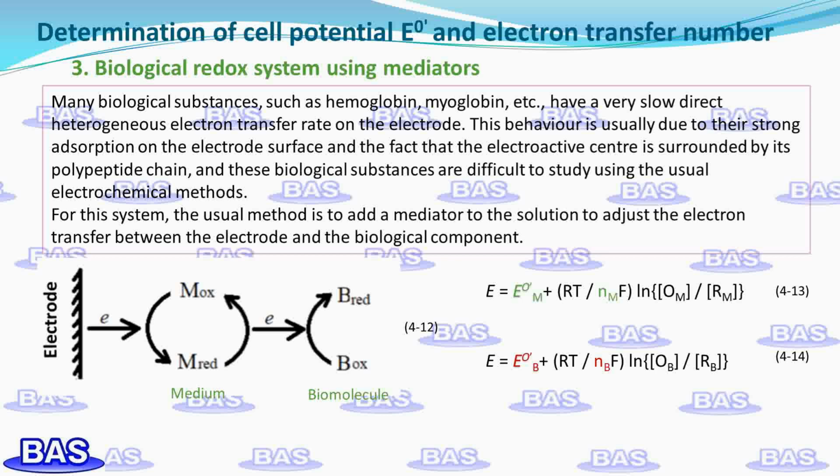For such systems, the usual method is to add a mediator to the solution to regulate the electron transfer between the electrode and the biological component, based on the principle that, where M and B represent the mediator and the biomolecule respectively, the biomolecule cell potential and number of electrons values are obtained from the added potential and the ln(Ox/Red) obtained from light absorption in a Nernst diagram similar to the equation.